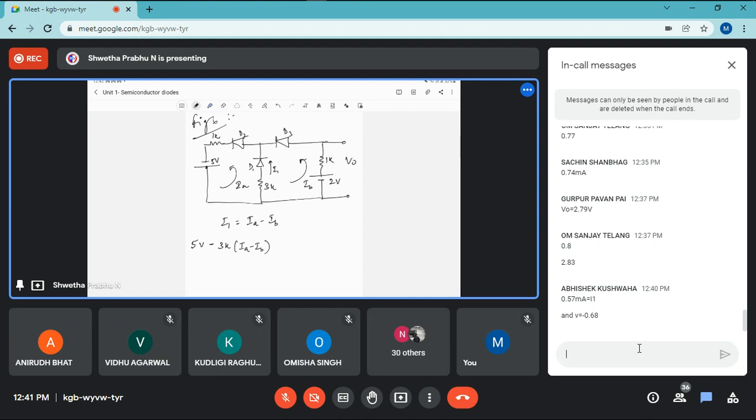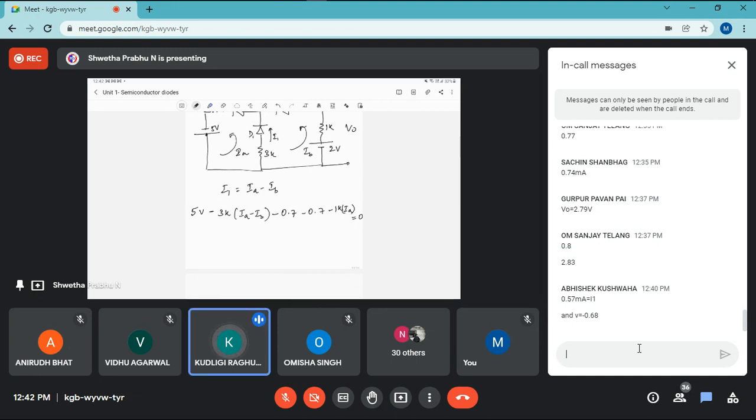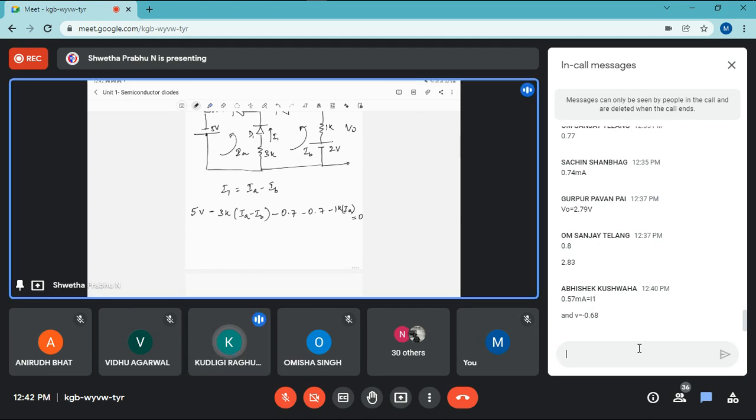Next, you have a diode. This is 0.7. One more diode you have, minus 0.7. Next, 1 kilo resistor is there, minus 1K into IA, and that is equal to 0. This is the KVL equation. I think you have missed out here. Since you have got a resistor, you have to consider that the resistance is shared between both the loops. Ma'am, only if there's a resistance do we write IA minus IB? Yes, only if it is a resistance.